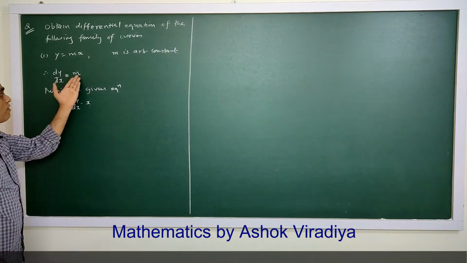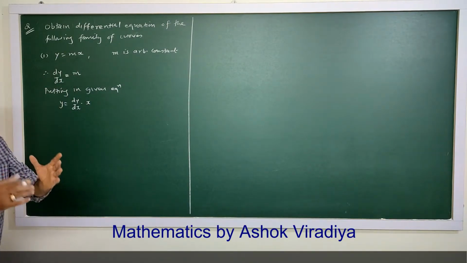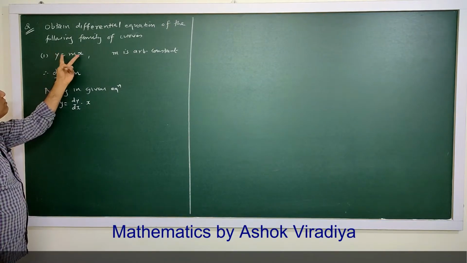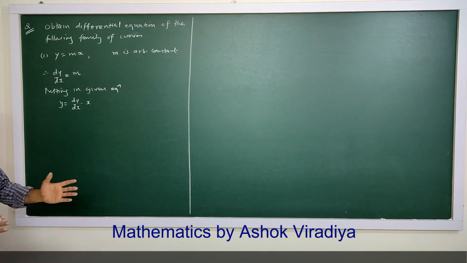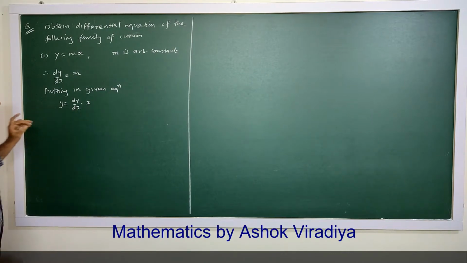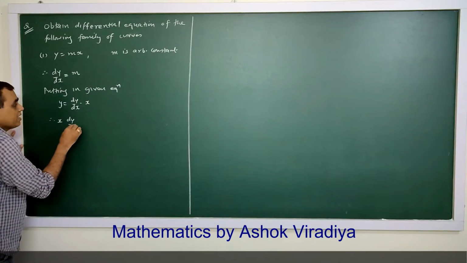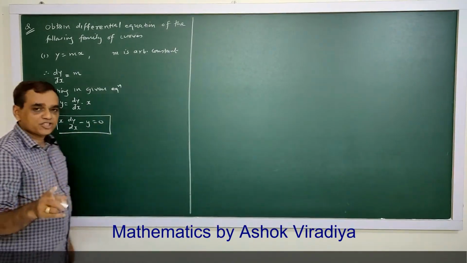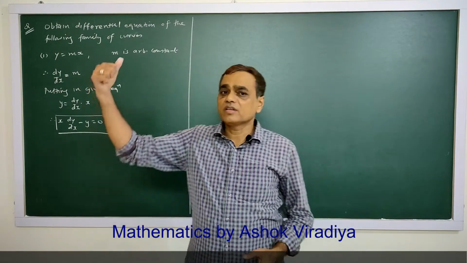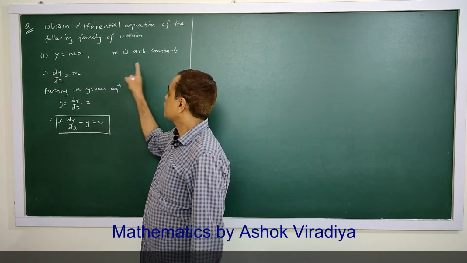Either you put the value of m from this equation into the given equation, or put the value of m from the given equation into this derived equation. By any way you can substitute the value of m. So this is a new equation which is free from m. So it is x into dy by dx minus y equal to 0. This is the differential equation of the given family of curves. Its order is 1 because there is only one arbitrary constant.